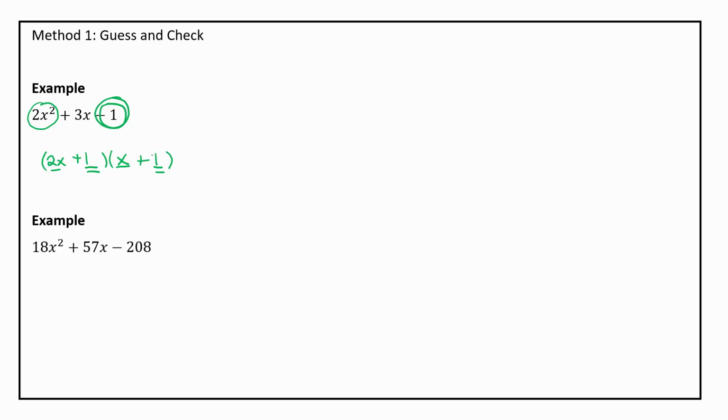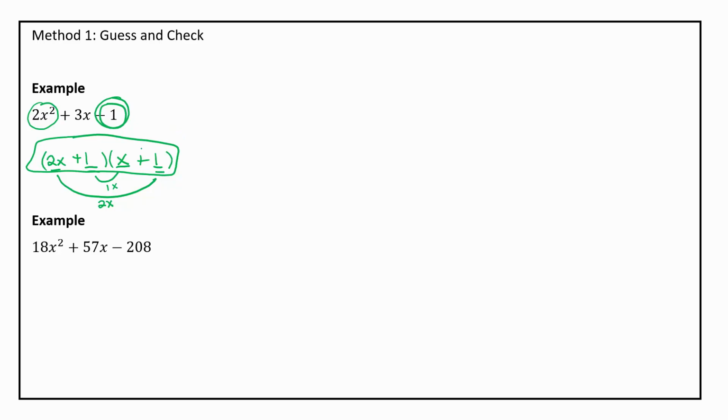Now, I only had really one option for what to pick here. If I had more than one option, I would have to do the check part of guess and check, which is to say, what is this multiplied together plus this multiplied together? So 2x times 1 is 2x, and 1 times x is 1x. If I add those together, do I really get 3x? Since I do, I know that this was the right answer.